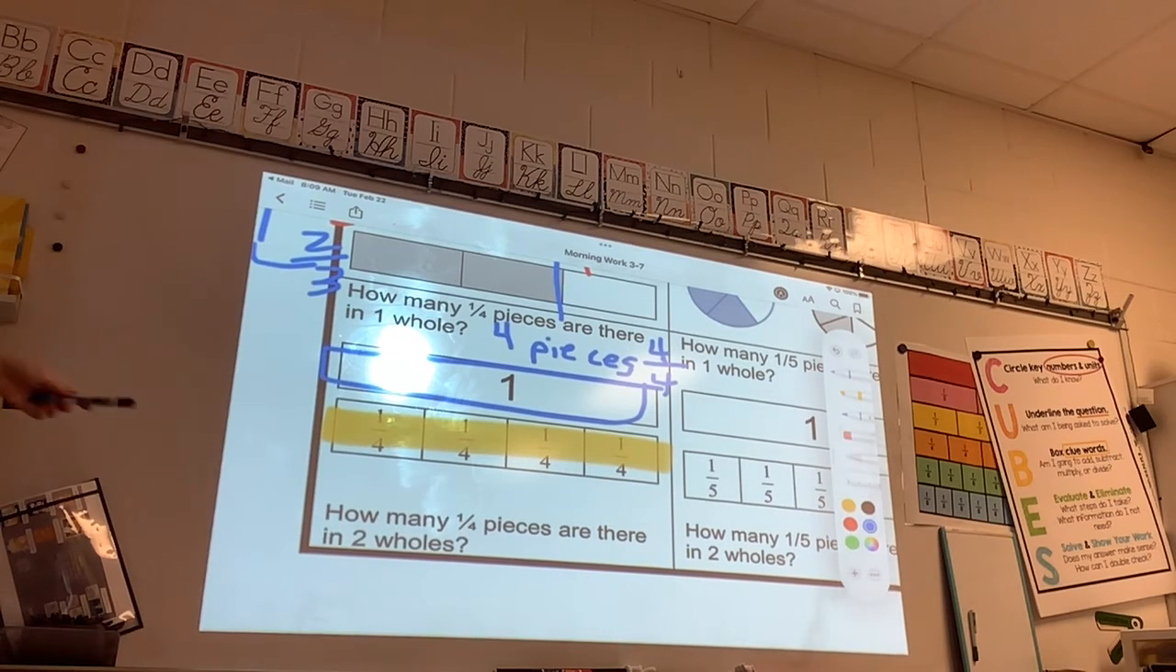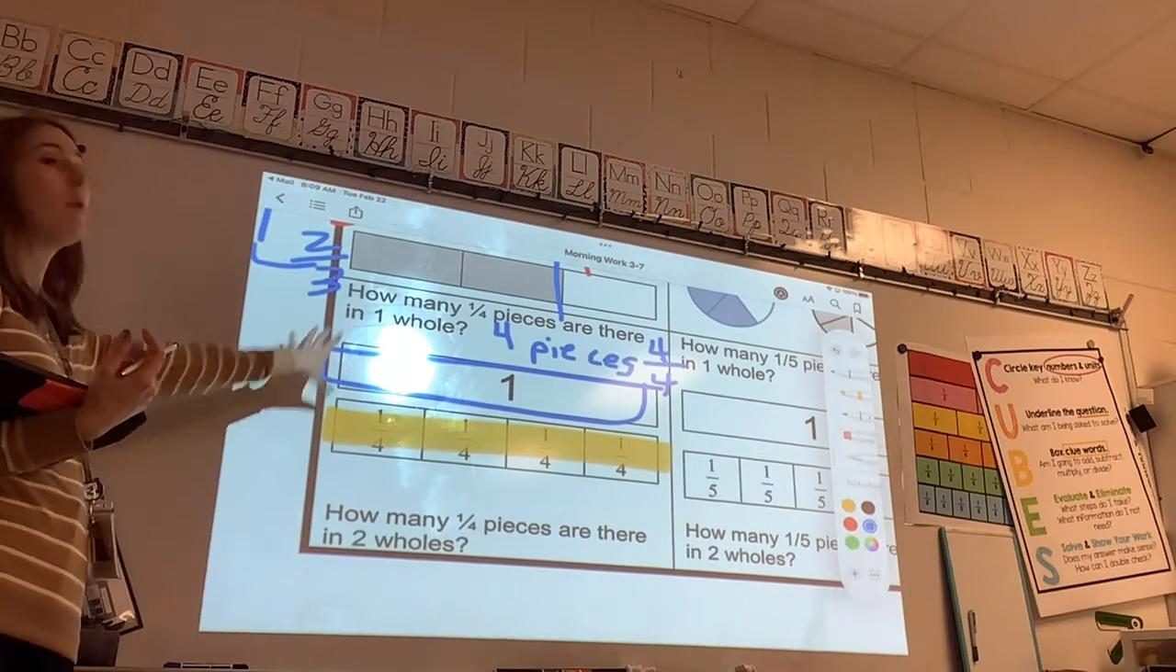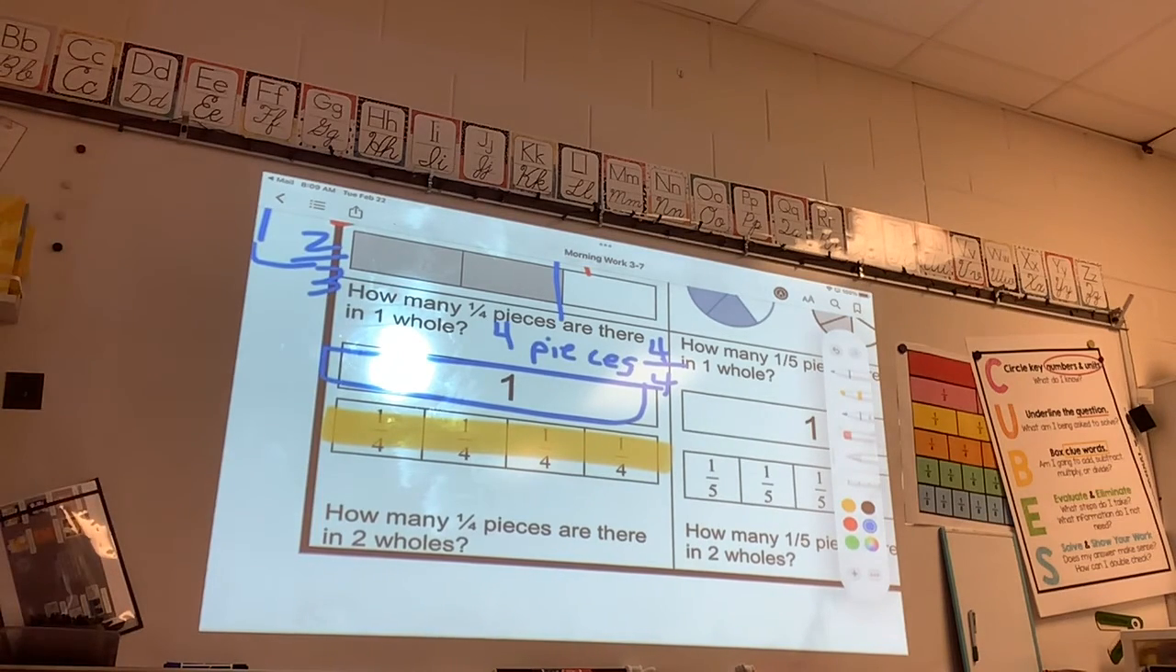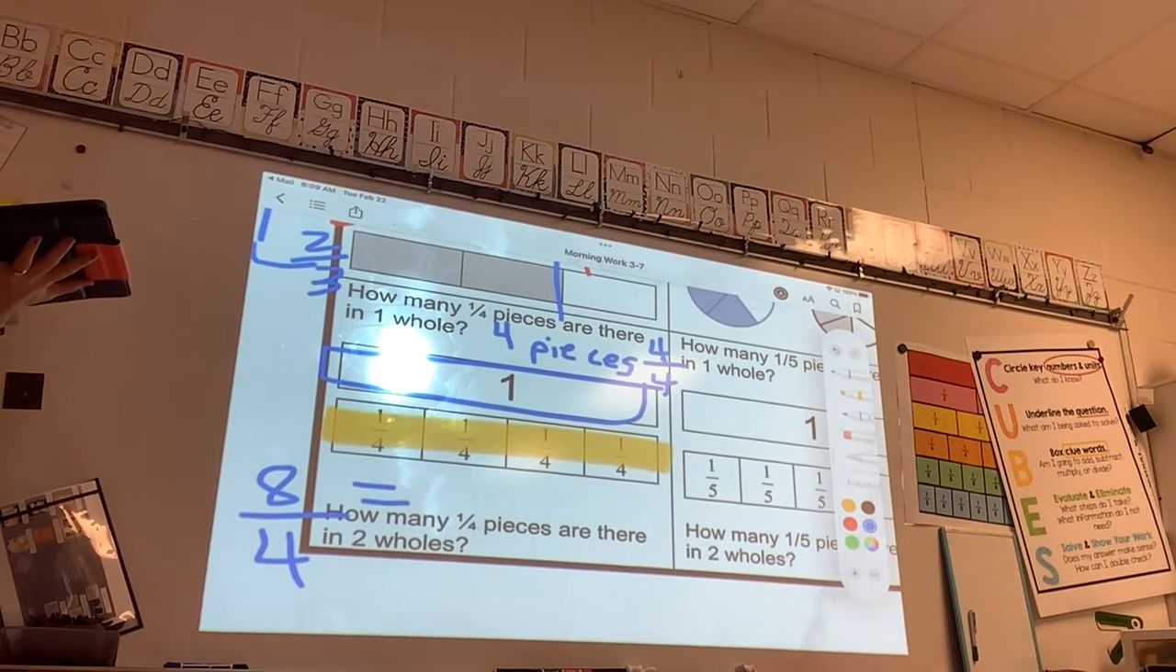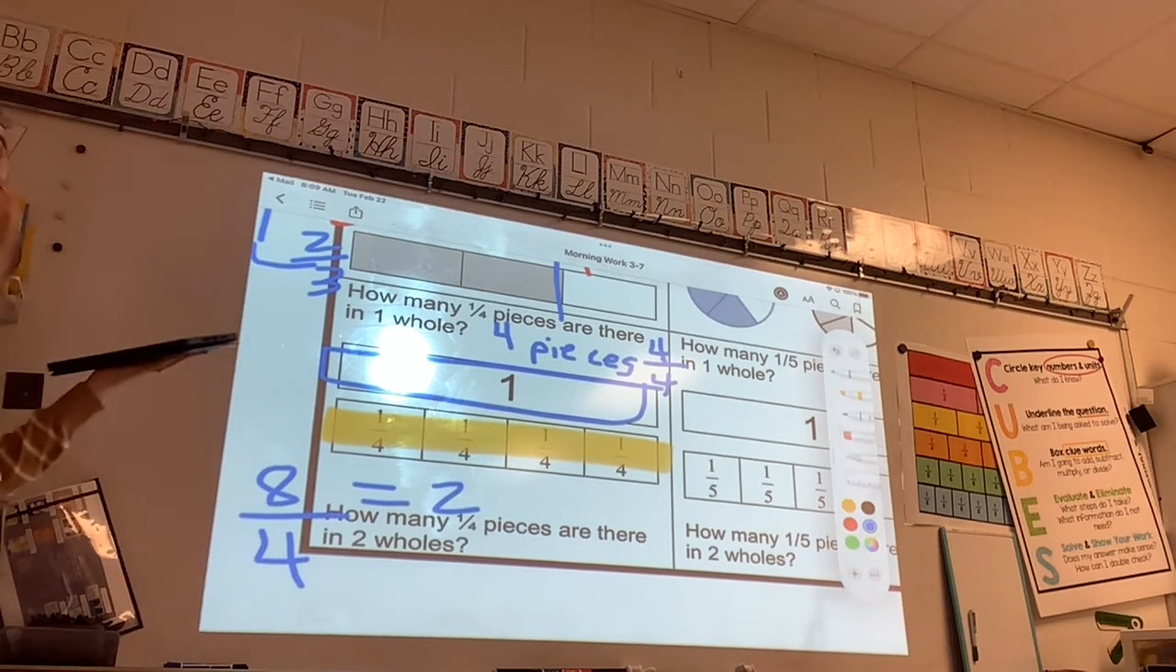Now down here, this was the challenge. How many 1/4 pieces are there in 2 wholes? So you would have to double this entire thing. What would it be, Jay? 8. It would be, because in fraction form, you would write it as 8 over 4, which we know is like division, which equals 2, because you're looking at it as 8 divided by 4 equals 2.